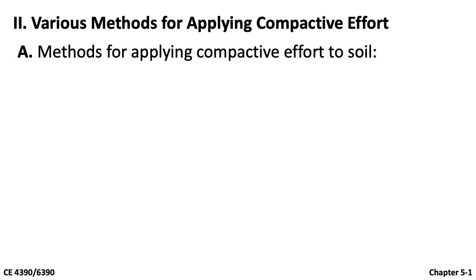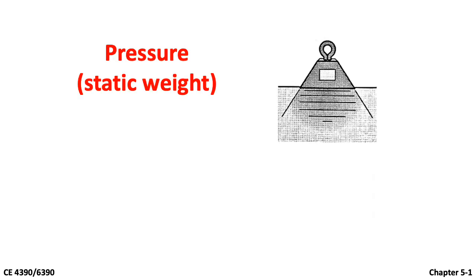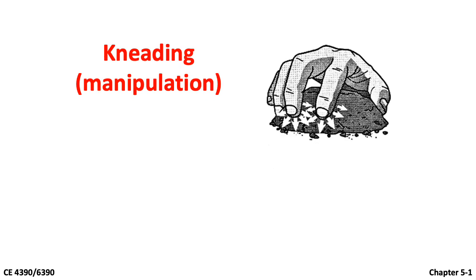Section 2, Methods for applying compactive effort. The impact method compacts soils by dropping load on the compacted surface. Another method uses the pressure of static weight. The load is laid on top of the surface. The third method of compaction is the use of vibration or shaking. Finally, kneading is also a common way to create compactive effort.